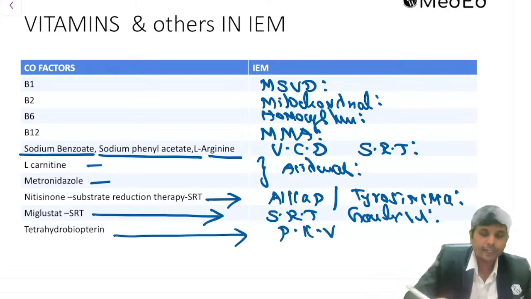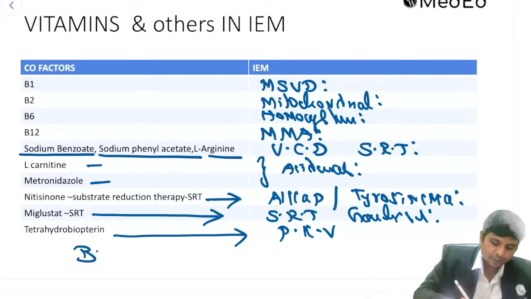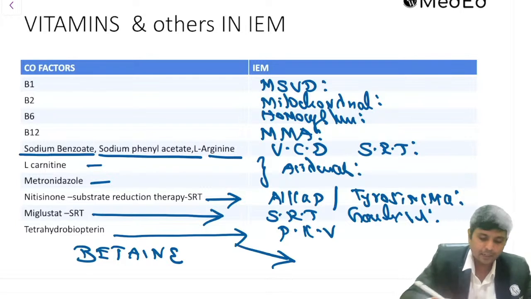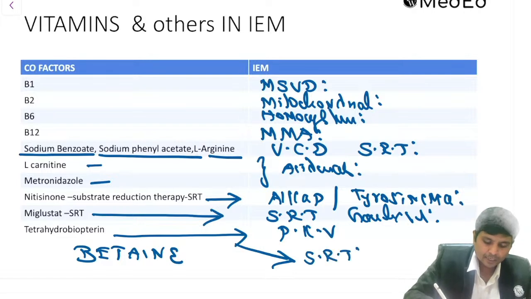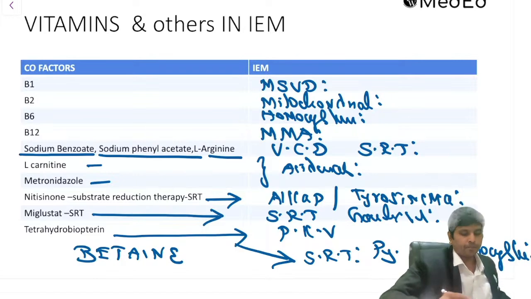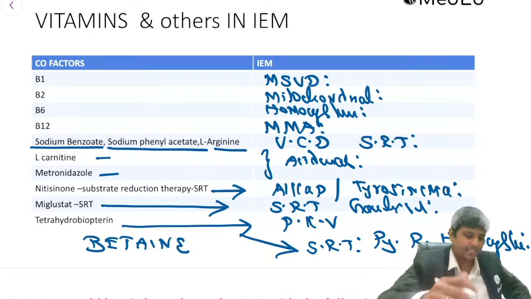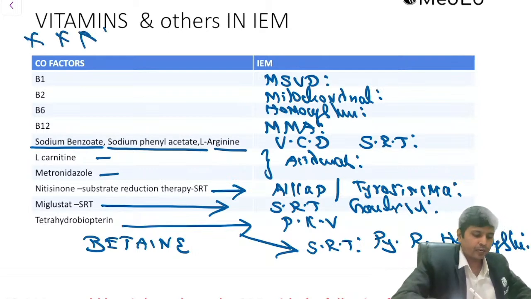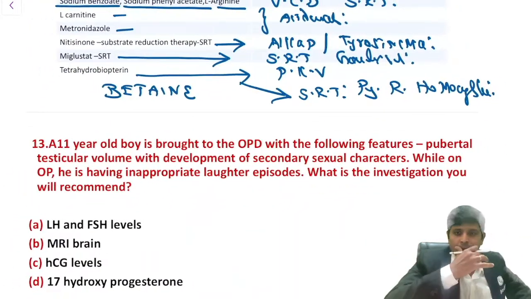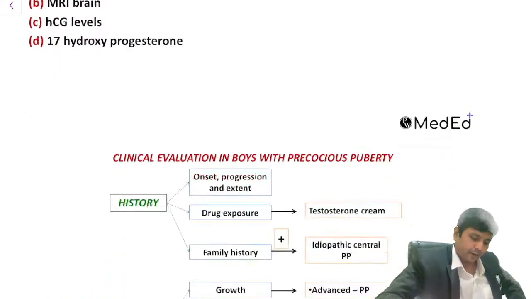Tetrahydrobiopterin is used in phenylketonuria. And finally, the left out thing is betaine, B-E-T-A-I-N-E. Betaine is used in which condition? Betaine is used as a substrate reduction therapy in pyridoxine resistant homocystinurias. By looking into this one single slide, definitely you can crack a question either from your NEET or from your INICET examination. So this flow chart is very, very important to crack at least one MCQ from your NEET or INICET.